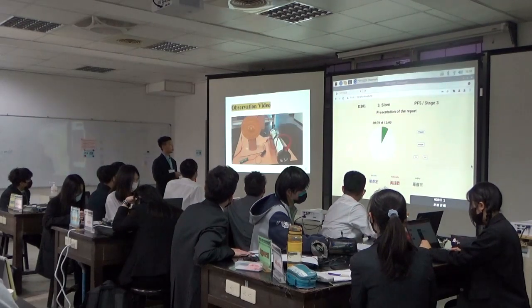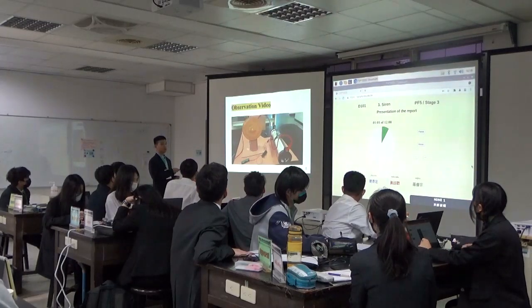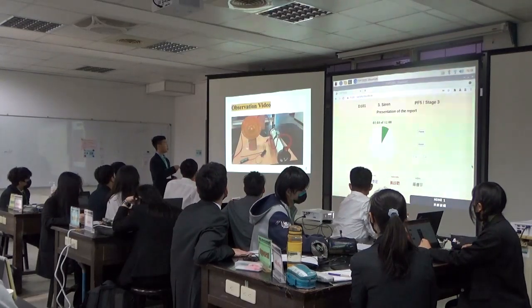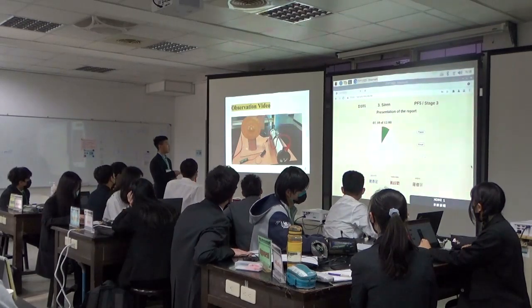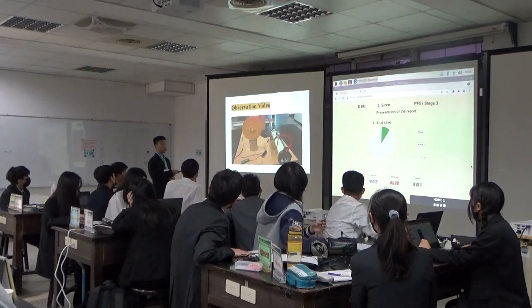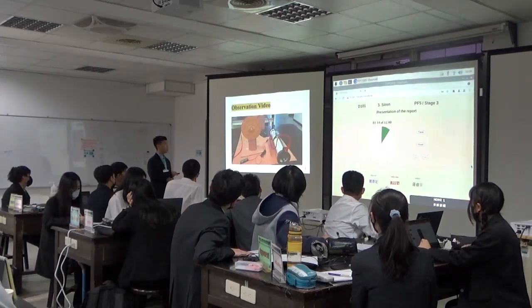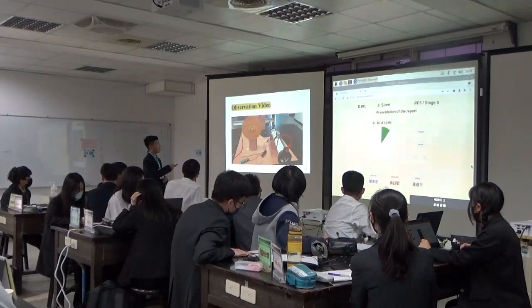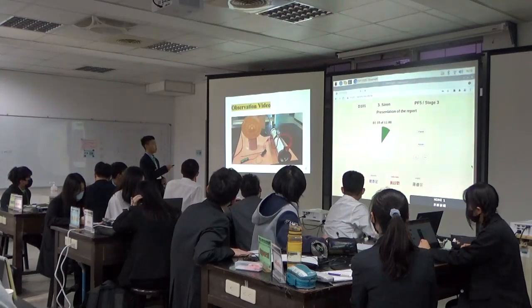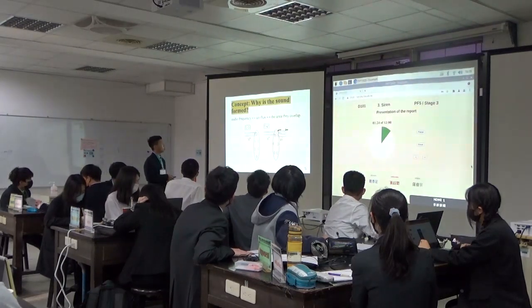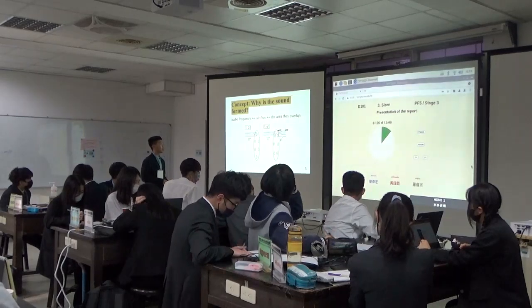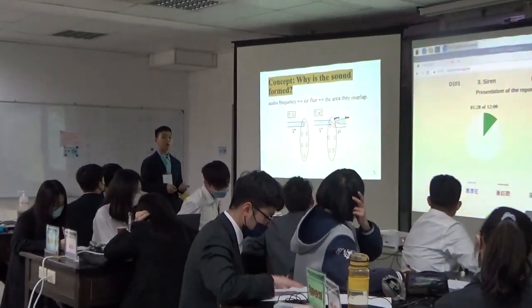And this is our observation video. We didn't blow the air through this, but we will blow it on the outer side of the rotating disc. And this is a variable resistance. And in the back of the disc, there is a motor which initiates the rotating of the disc. So the concept is why the sound can be here.